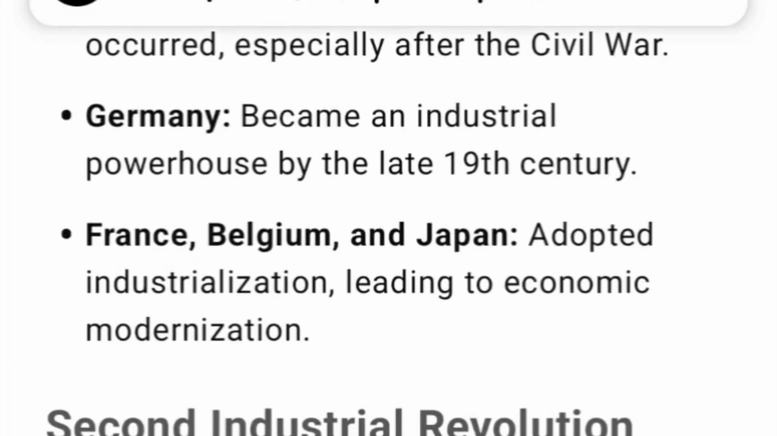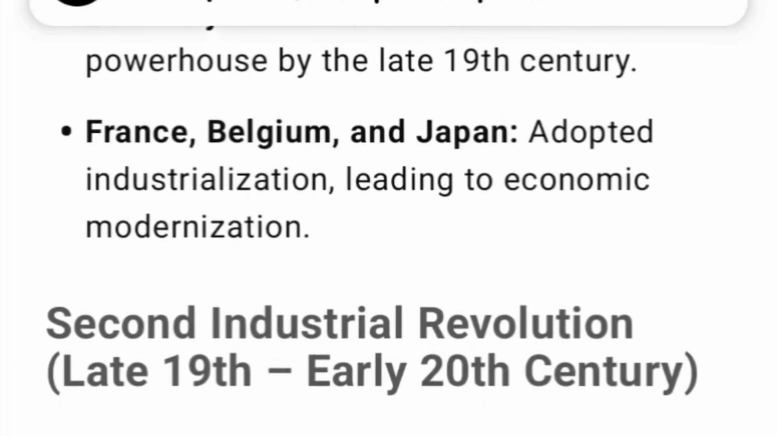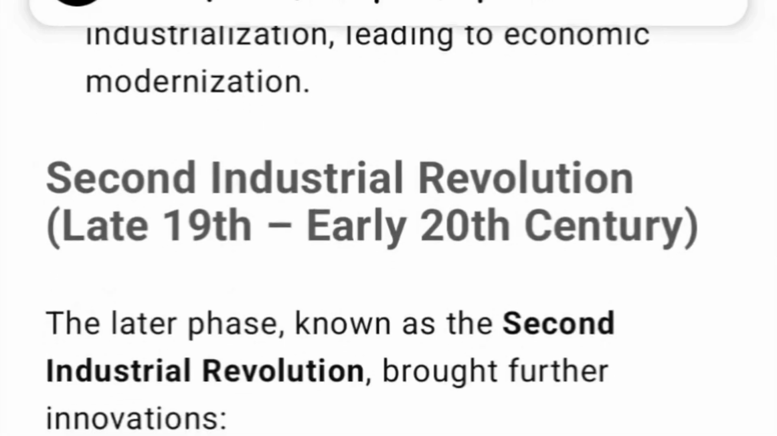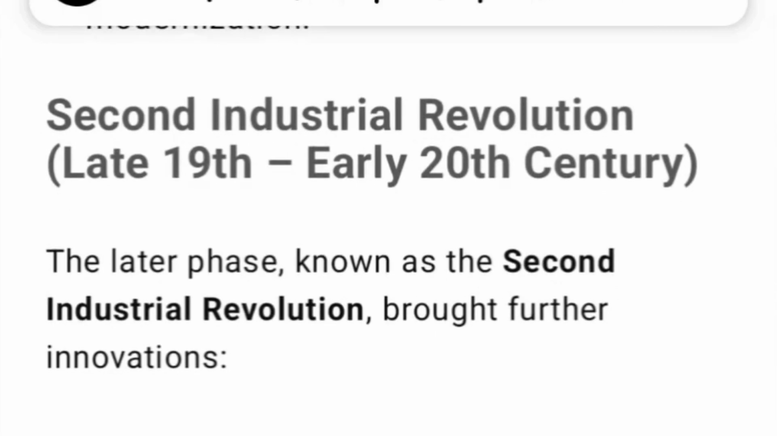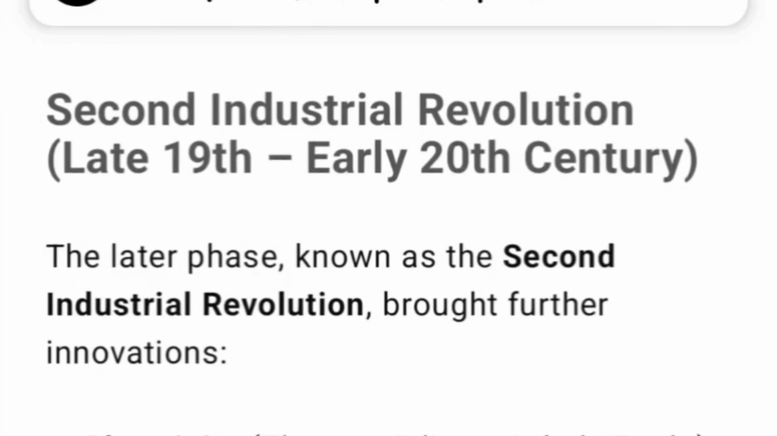Second Industrial Revolution, late 19th, early 20th century. The later phase, known as the Second Industrial Revolution, brought further innovations. Electricity, Thomas Edison, Nikola Tesla. Automobiles, Henry Ford's assembly line. Chemicals and pharmaceuticals, synthetic dyes, aspirin.